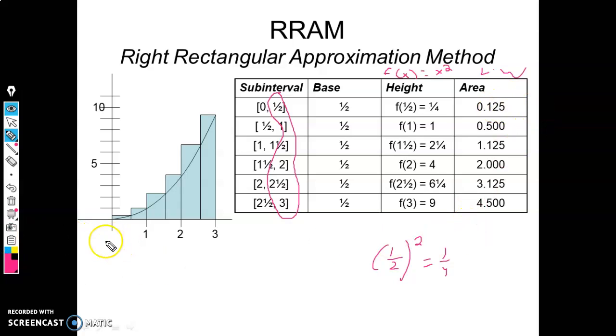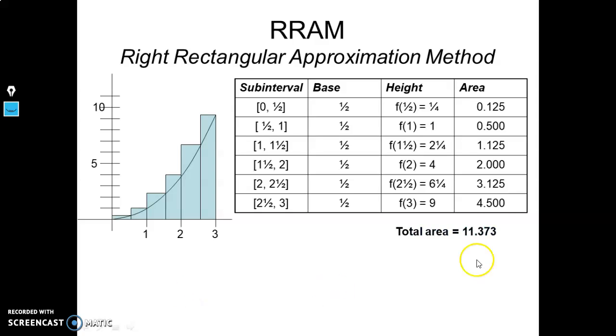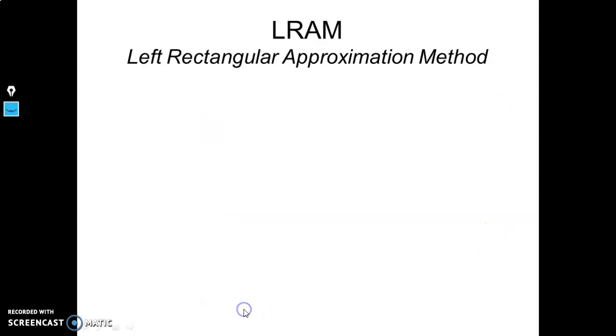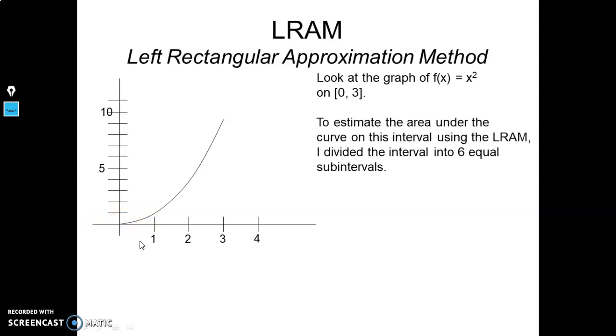All right, so to get the sum of the area under the curve, all we do is sum up all these rectangles. So we're going to be adding them all up here. Add all these up and you're going to get the total area for this particular one. For the left rectangle approximation method, we're going to do the same thing, only the rectangles are going to be touching the left corner of the curve.